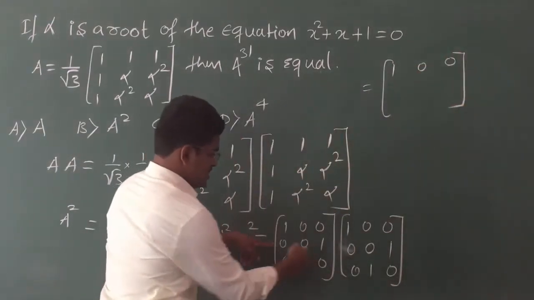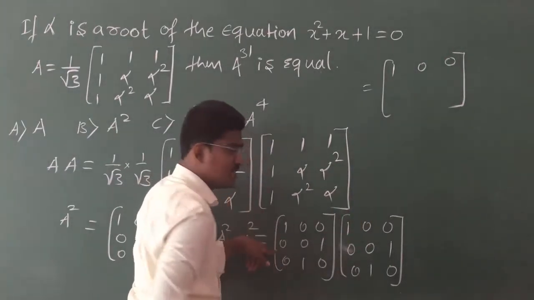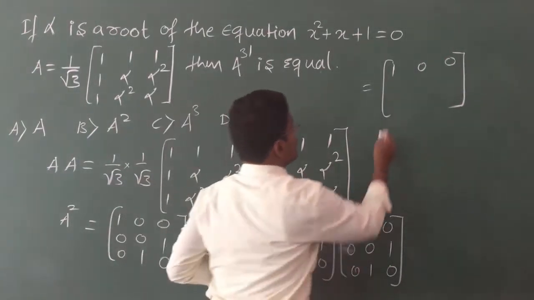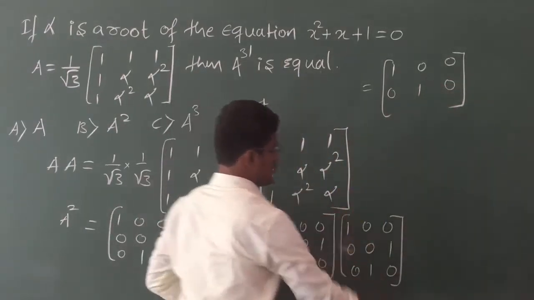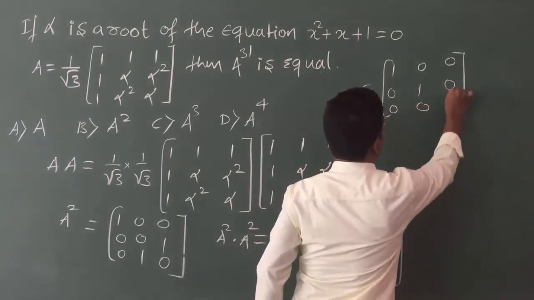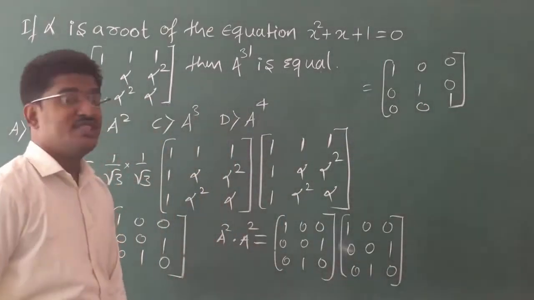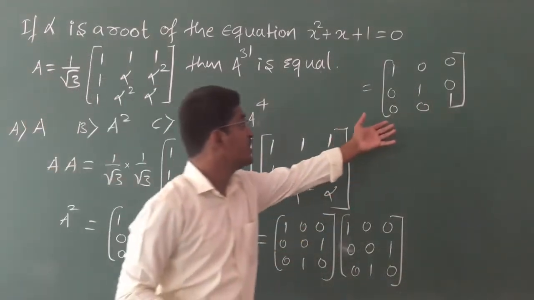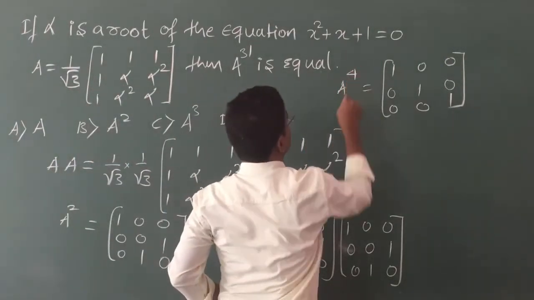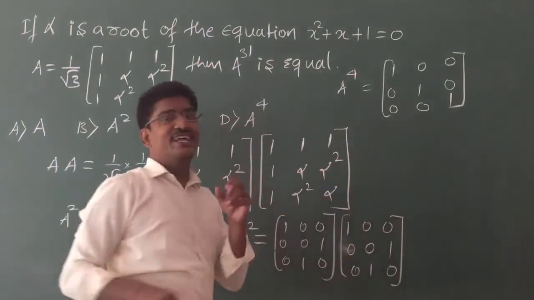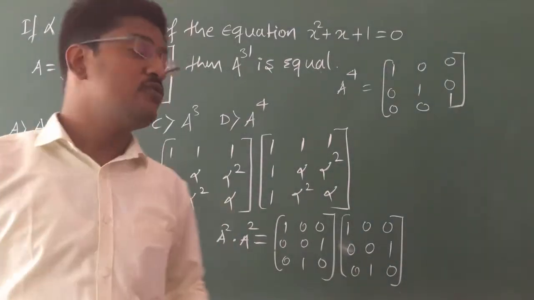Second one, this into second column. Clear? What you are going to get? You are going to have 0, 1, 0, and third row, third column will give you 0, 0, 1. Clear? So that will be your a to the power of 4. So a to the power of 4 is what? Identity matrix.